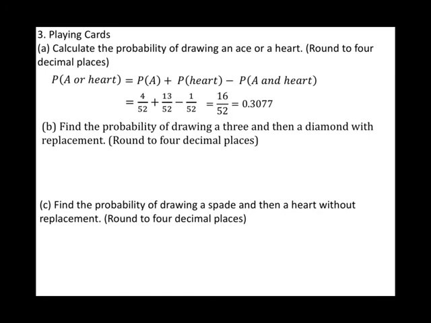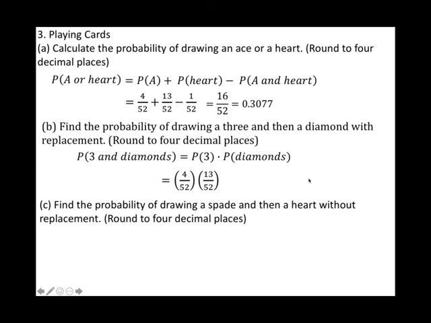Okay, B. Find the probability of drawing a 3 and then a diamond with replacement. With replacement means after I draw a 3, I'm gonna put it back and then I'm gonna pick a diamond. So the second probability doesn't get affected by the previous one, and we know this is gonna be an independent event. What is the probability to get the 3? That will be 4 out of 52, right? How many diamonds are there? 13, right? So 13 over 52. You should get 0.0192.